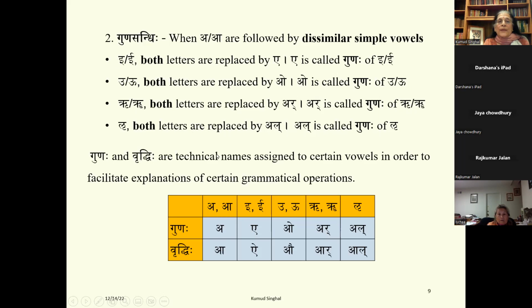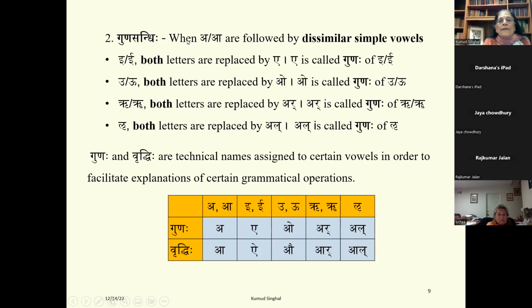guna of ḷ. So guna and vriddhi are technical names assigned to certain vowels in order to facilitate explanations of certain grammatical operations. So here they are used to do sandhis. So the guna of a or ā is a, guna of i or ī is e, guna of u or ū is o, guna of ṛ and ṝ is ar, and guna of ḷ is al. We'll leave the vriddhi for now.